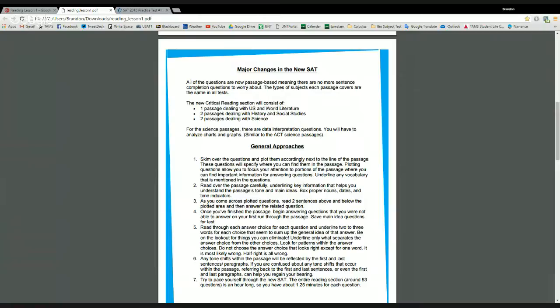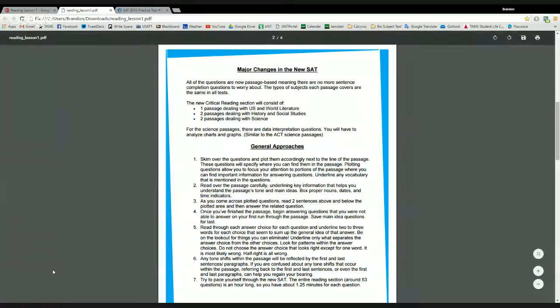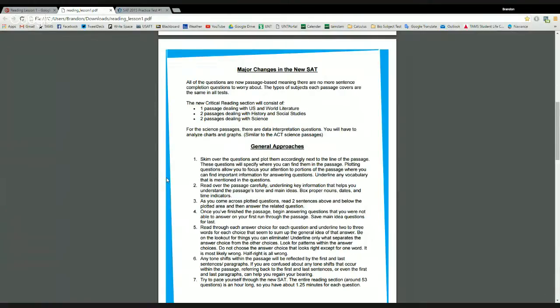So we're going to go over a few general approaches to the reading passages. So first of all, you want to skim over the questions and plot them accordingly next to the line of the passage. These questions will specify where you can find them in the passage. Plotting questions allow you to focus your attention to portions of the passage where you can find important information for answering questions. Underline any vocab that is mentioned in the questions.